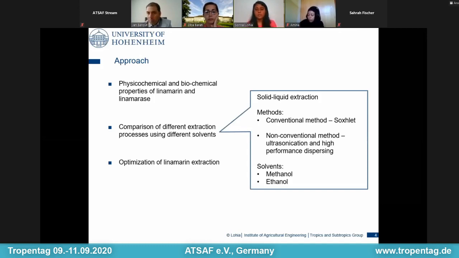Different extraction processes were compared in this study for obtaining a better extraction method and at different extraction solvents. So a solid liquid extraction was performed between a conventional method with Soxhlet extraction, and the non-conventional method was ultrasonication and high performance dispersing. The 2 different solvents used were methanol and ethanol.